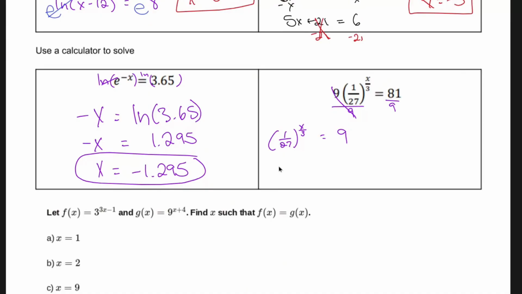Okay, so what I want to do now is, that x over 3, I don't really like it. Let's cube both sides to get rid of it. And what that does is that allows you to cancel out, leaving us with (1/27) to the x equals, what is that? 9 to the 3rd. 81 times 9 is 729.